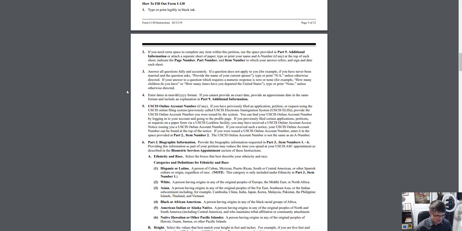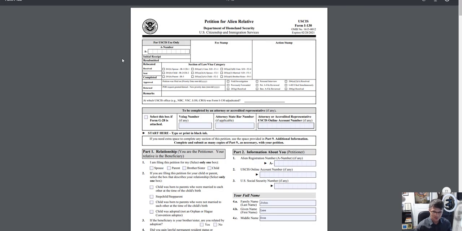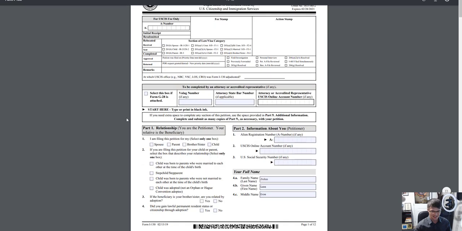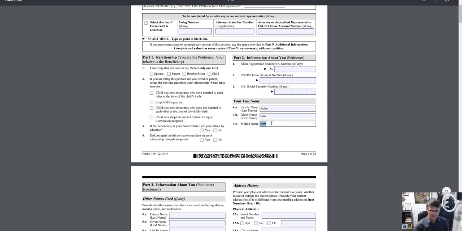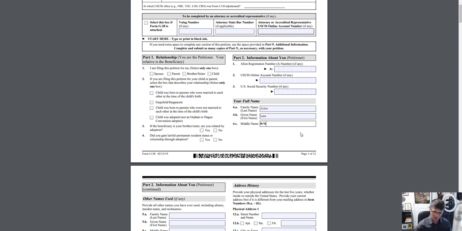How many times I've seen applications being returned and not accepted because there was one or two fields that were just left blank. Don't leave any blank fields except for where it says for USCIS use only, obviously this whole area, and for the attorney, obviously you can leave that. Just don't type anything here. This starting from here is for you. But if you don't have a middle name, don't leave this blank. Put NA. It is very important because trust me, your application will be returned if you have blank fields.